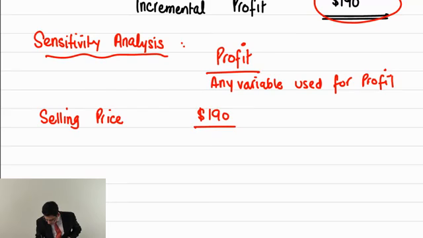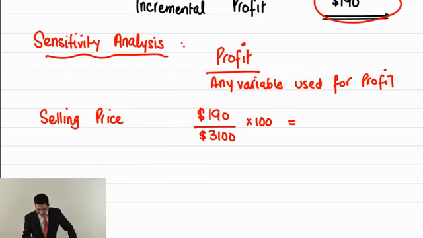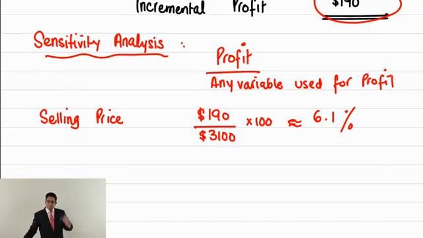$190, and selling price is, I think, 3,100, and if you multiply the answer by 100 just to get the answer expressed as a percentage, we call it sensitivity analysis. Okay, let me write down, then I will explain. It says 6.1% approximately. Okay, it is an approximation, maybe 1 decimal more or less. Okay, 6.1%. Now here is the meaning of this.